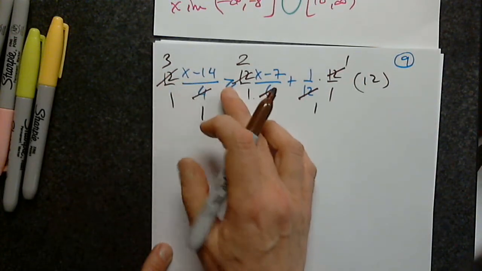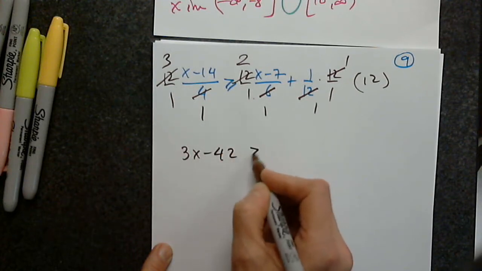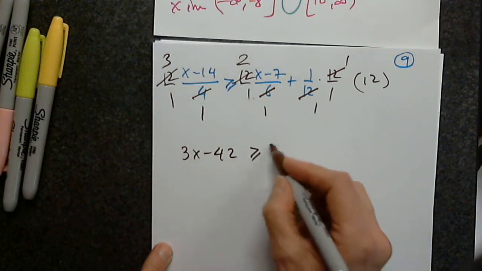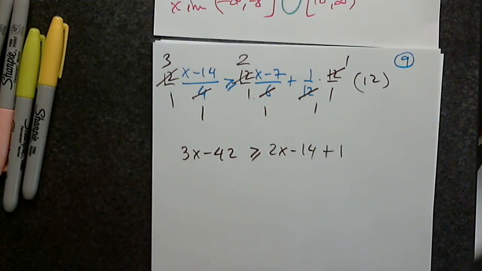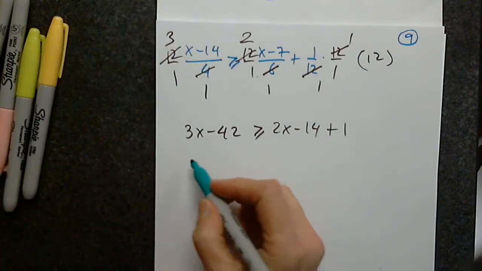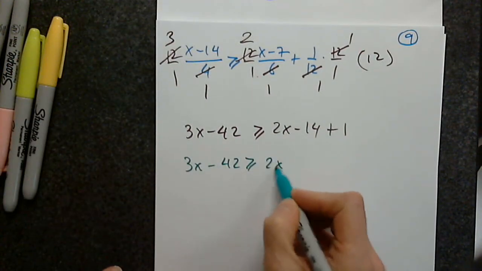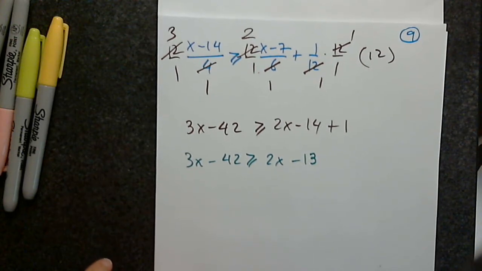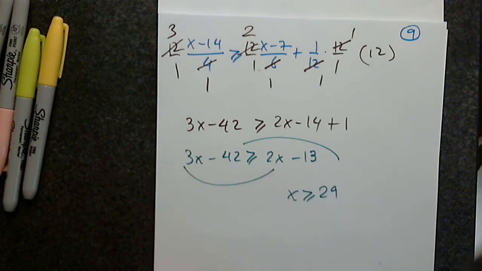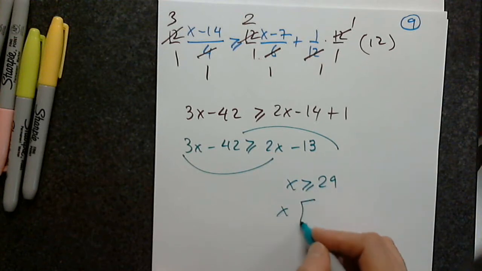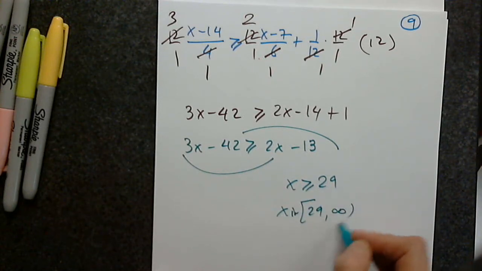So you distribute 3 to these two terms, 3x minus 42. You distribute 2 to these two terms, 2x minus 14, and then plus 1. And obviously this is more human than the previous one, right? So even looks better. I combine like terms first. 3x minus 42 greater or equal to 2x minus 13. And then I move 2x and I move 42. And I get that x is greater or equal to, I think, 29. And then I get x in the interval 29 with the bracket infinity.